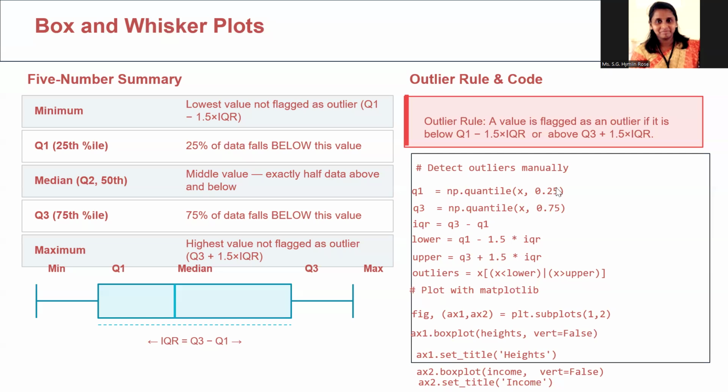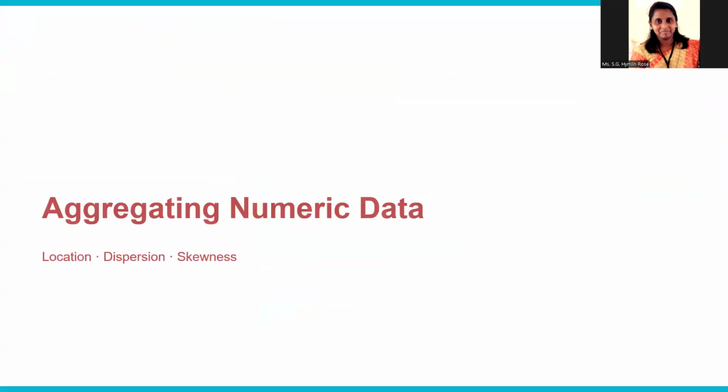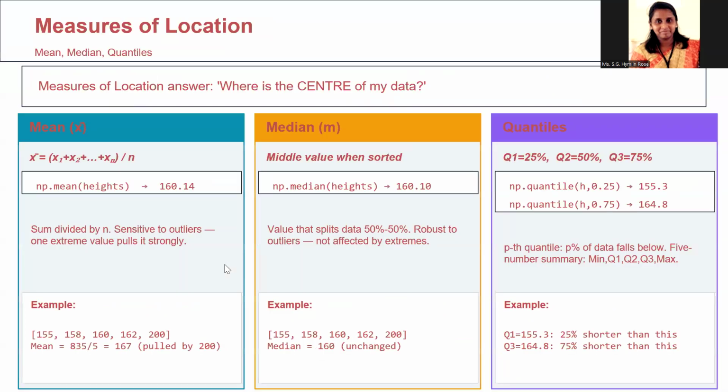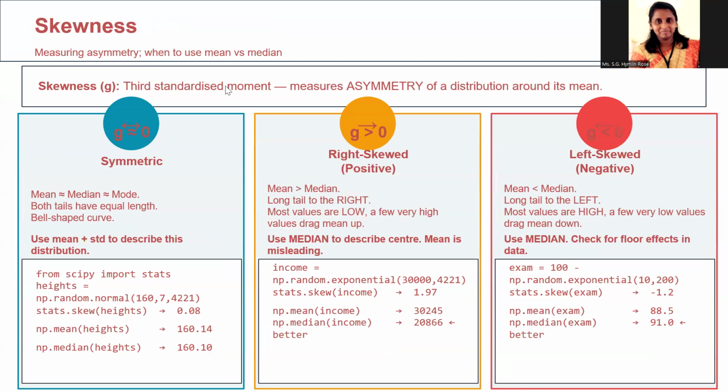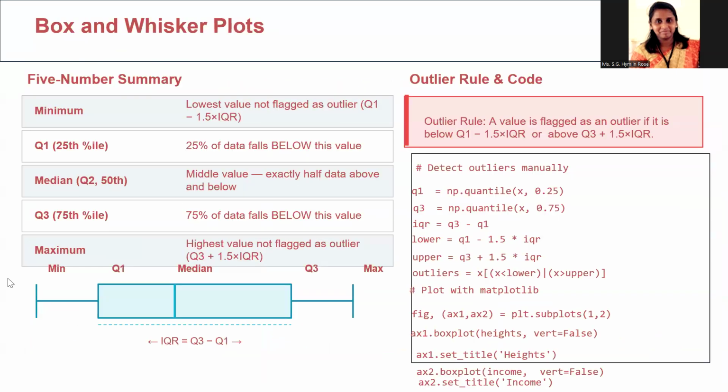John Tukey. So these are the things we discussed on aggregating numeric data: location, dispersion, skewness. Location covers mean, median, quantiles; dispersion covers standard deviation, IQR and range; skewness is presented with three cases: symmetric, right skewed, left skewed. At last we represent it with a box plot, as shown in the diagram. I hope you have understood this.